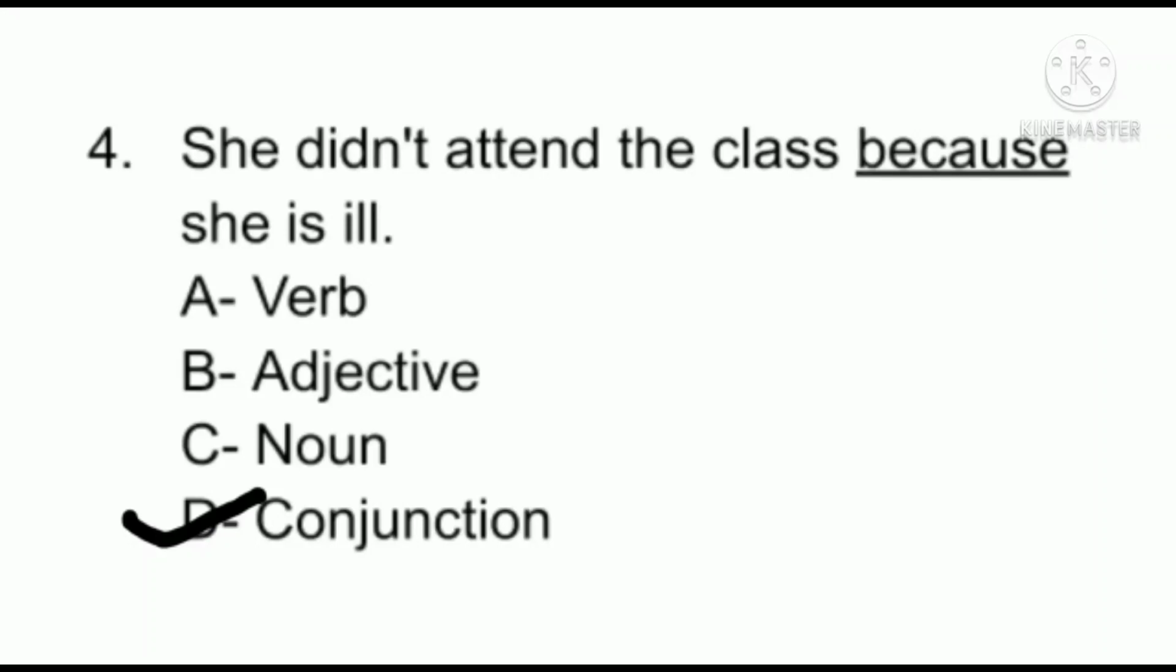Next question is, she didn't attend the class because she is ill. Here the underlined word is because and the answer is option D, conjunction. Why here conjunction is the answer for because? Because she didn't attend the class is one sentence. She is ill is another sentence. Because is joining two sentences here. So it is conjunction.